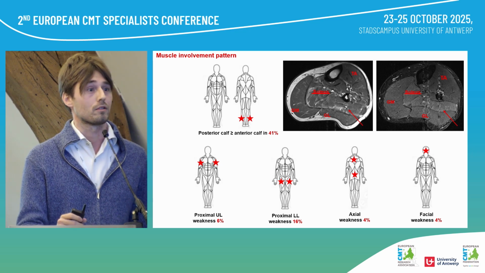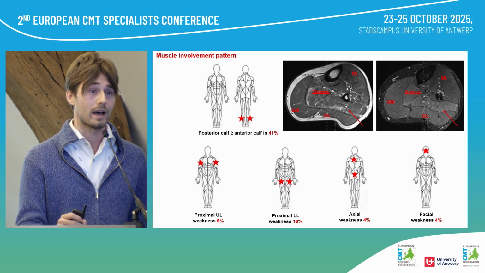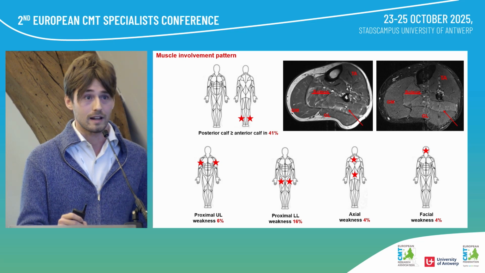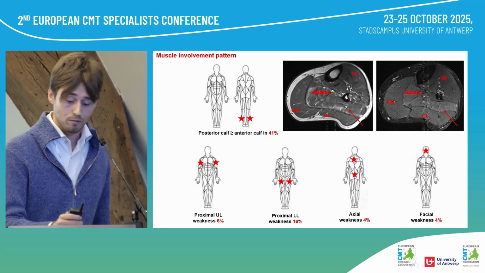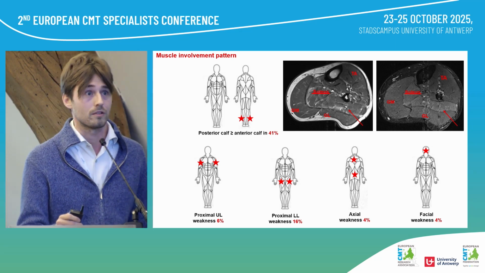Around 15% of patients had proximal upper limb or lower limb weakness, and around 4% of patients had axial weakness, which was probably due to myopathy. 4% of patients then had facial weakness.